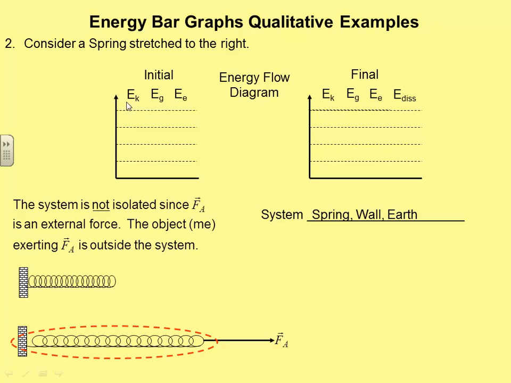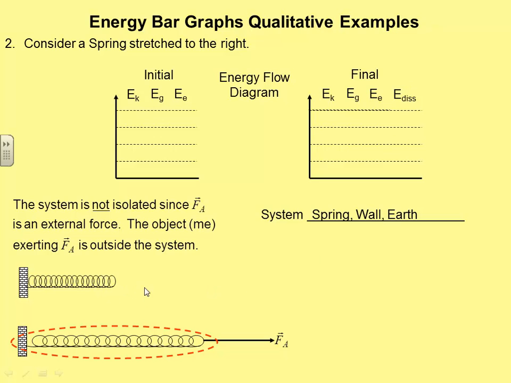So initially, there's no kinetic because it's not moving. There's no gravitational potential. We'll just call this height 0. And there's no elastic because it's not stretched. So initially, there's no energy. Finally, it's not moving. I just stretched it and I'm holding it. So there's no EK, no EG, same level, but there is some EE. I'm going to assume an ideal spring here. Right? So no E dis.